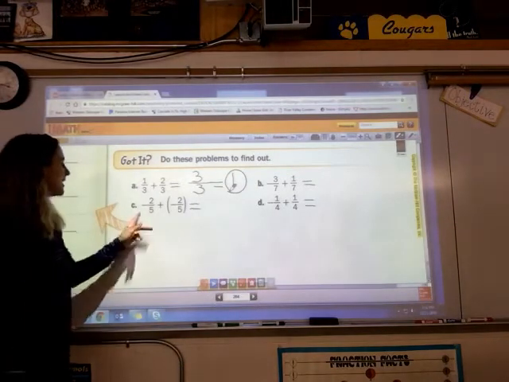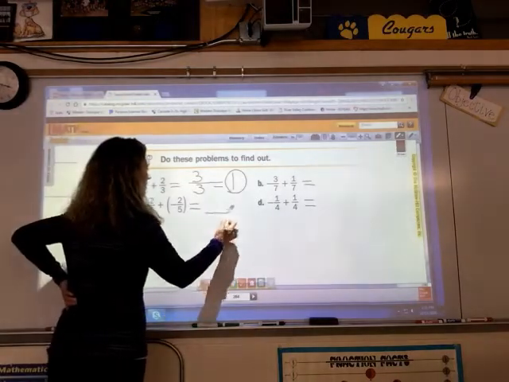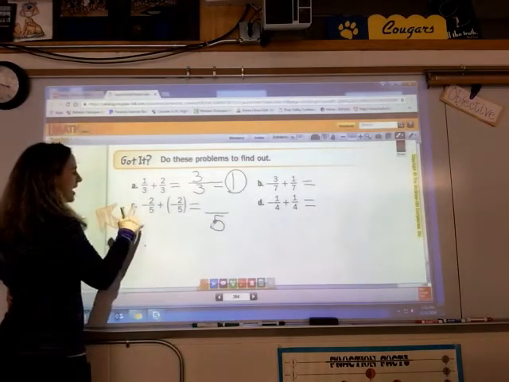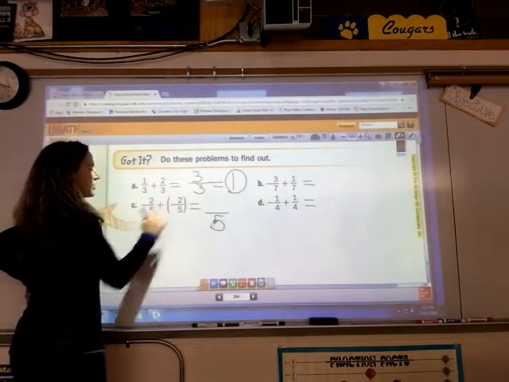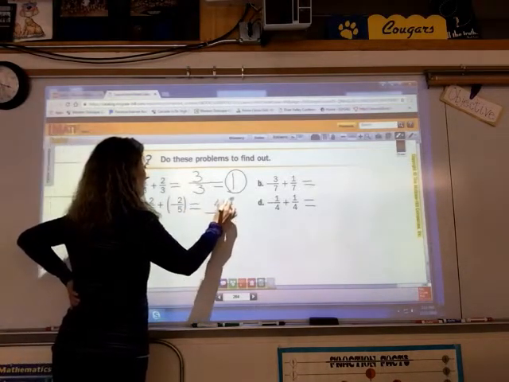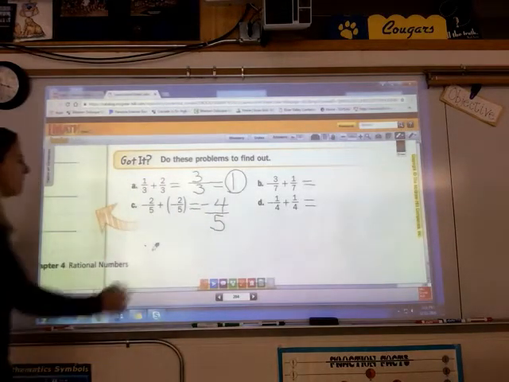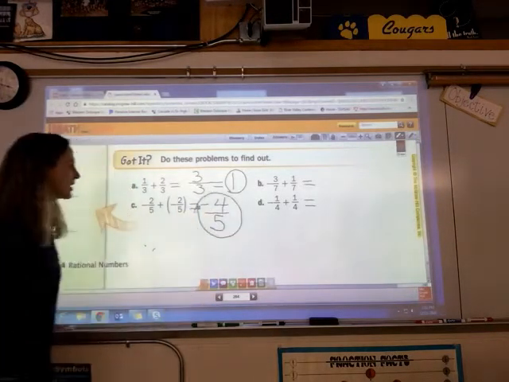Okay, we can take a look at letter C while I'm over on this side. 5 is my denominator, so 5 is going to be on the bottom. I'm thinking -2 plus -2. They're both negative, so we're going to add those together. 2 plus 2 is 4. And like we said, they're both negative, so we're going to end up with a -4/5 for our answer.